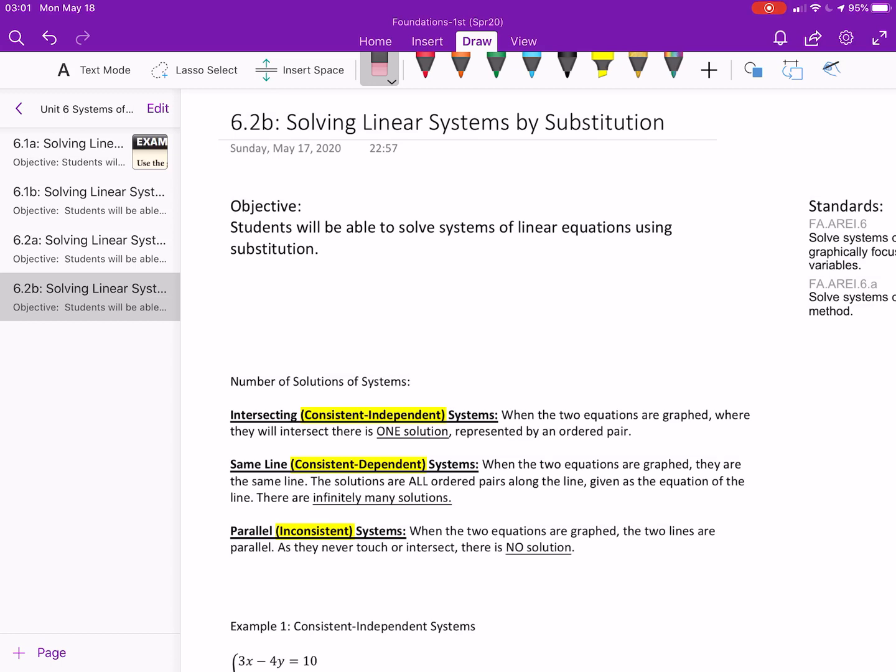Hey there, this is 6.2b on solving linear systems by substitution. Today we're going to look at finishing off this lesson that we started the Friday before the wave week. And so with this lesson, what we're going to look at is being able to continue looking at how to solve systems through substitution and also knowing how many solutions come out of a system.